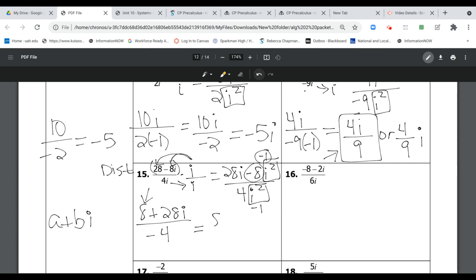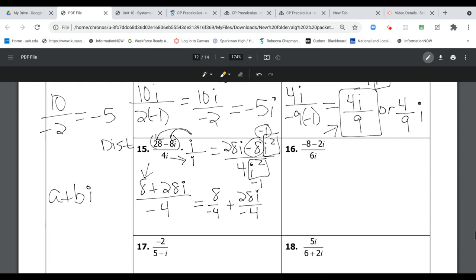So I'm going to take 8 and divide it by -4. If it reduces or divides out, that's great. And then I'm going to take 28i and also divide that by -4. Now, when I do that, 8 divided by -4 becomes -2, and 28 divided by -4 becomes -7. Bring along the i. So that would be my final answer in a plus bi format.